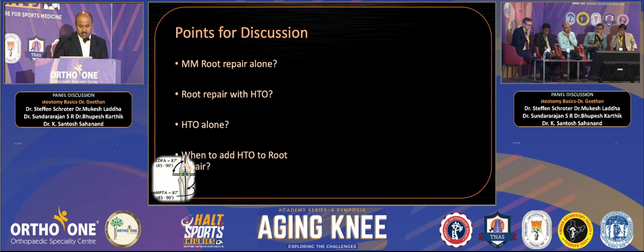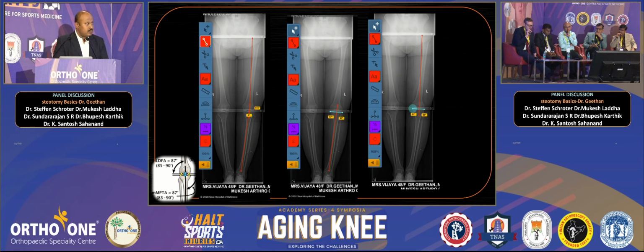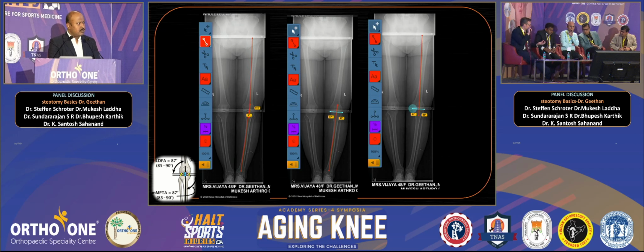For me, the question is, why should we go for an HTO? Because the angle is in the normal value with an MPTA of 87 and the deformity is at the distal femur. The distal femur is 91? 91, sir. So there is more deformity at the distal femur. So I would go for the correction at the femur combined with a root fixation. My personal experience with root fixation in a varus deformity is inferior results and a higher rate of failure.